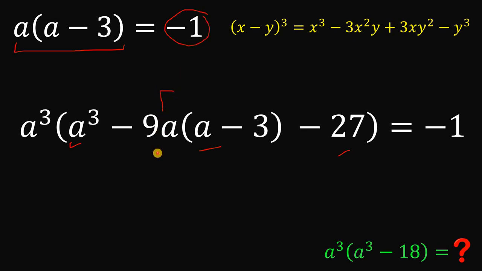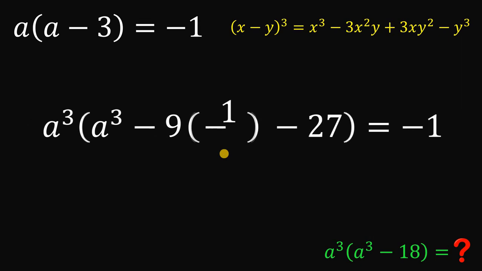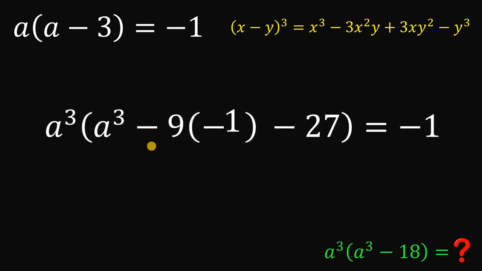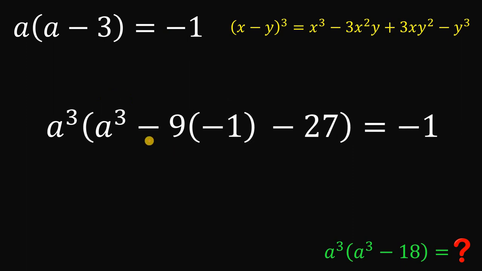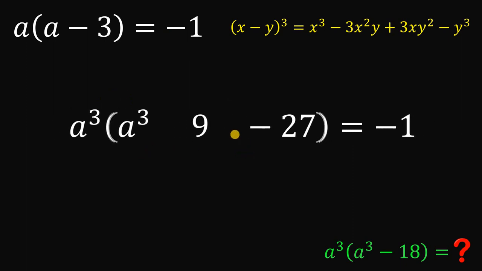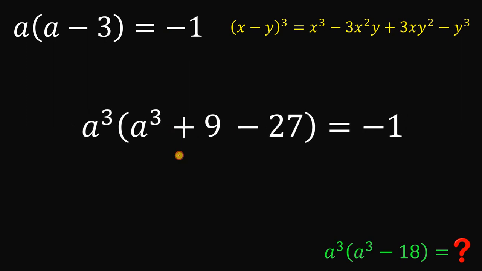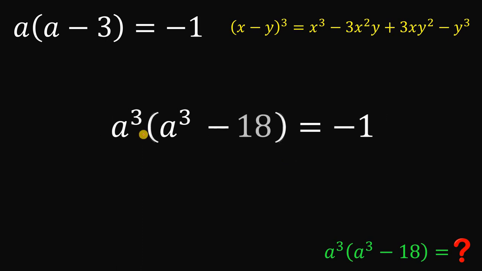And take note, we have here exactly the same expression. We have a multiplied by a minus 3. So, in short, this is just negative 1. Again, this is just a multiplied by the quantity a minus 3, so this is just equal to negative 1. Now, let's simplify. Negative 9 times negative 1 is just positive 9. And positive 9 minus 27 will give us negative 18.